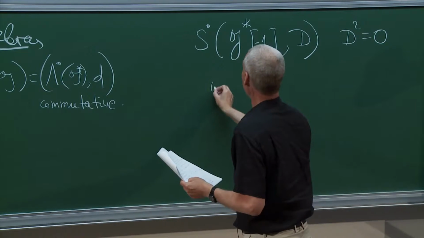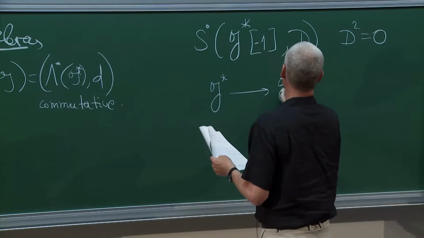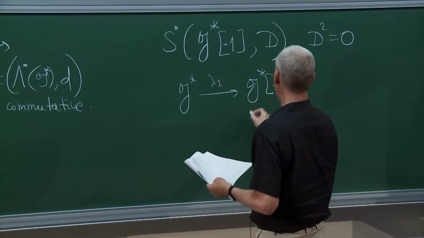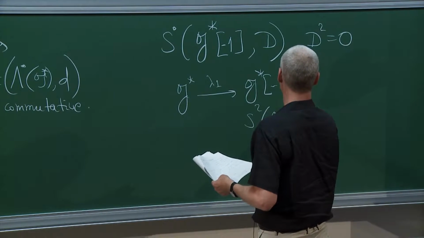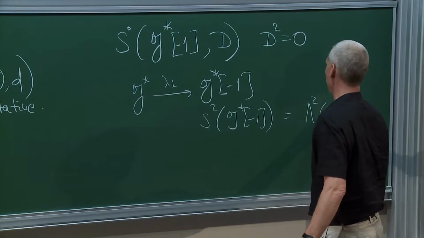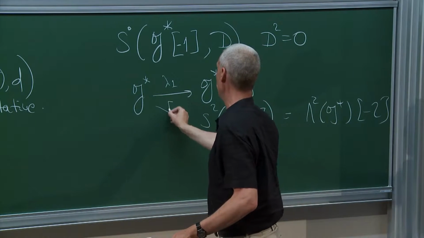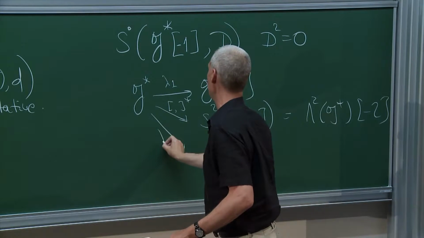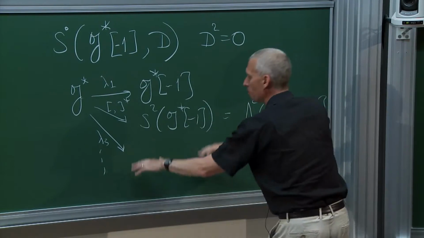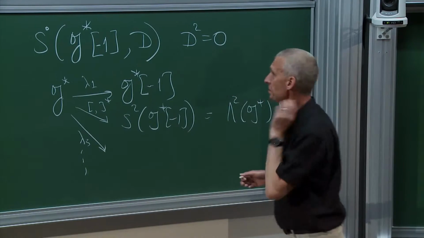So for instance, if you look into this, G star goes into, first of all, G star shifted by minus 1. That's the differential, that is lambda 1. It goes to S2 of G star shifted by minus 1, which in the more familiar notation is lambda 2 of G star shifted by minus 2. So that's the bracket, the dual to the bracket. Then the next would be lambda 3, and so on. From this point of view, this one condition is a sequence of recursive conditions going forever, and it contains the Jacobi identity.